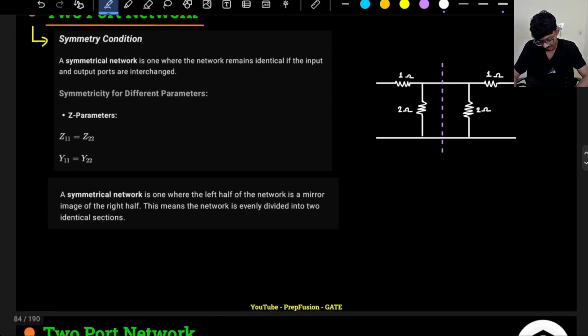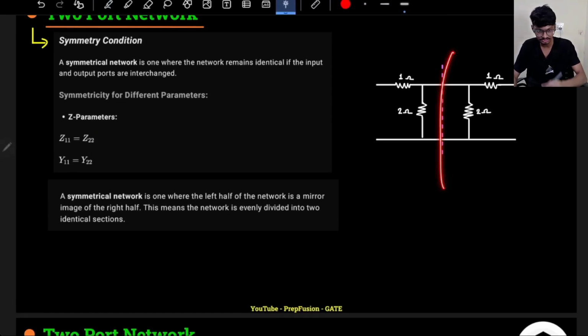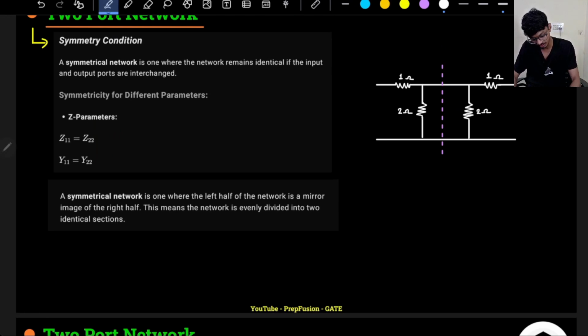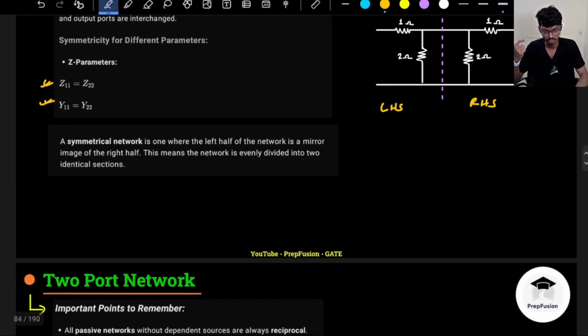And what about a symmetrical network? Basically, if I divide my network into two parts from the middle, the left hand side of the network and the right hand side of the network must be identical. Then only I can say that the network is symmetrical. And if the network is symmetrical, my Z11 will be equal to Z22 and my Y11 will be equal to Y22. These are the conditions for symmetry, and for reciprocity the condition is Z21 equals Z12, Y21 equals Y12.